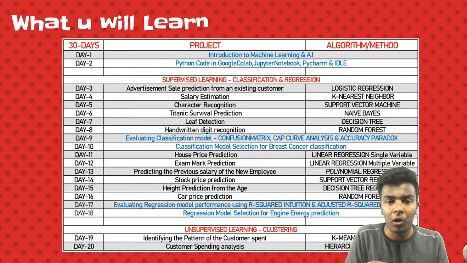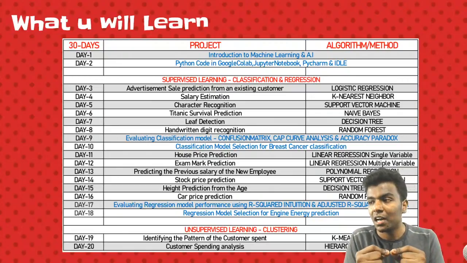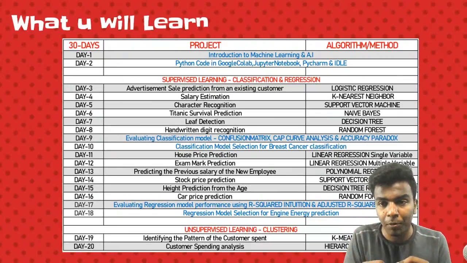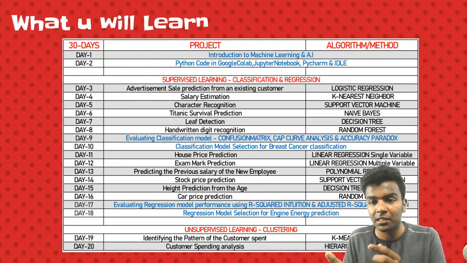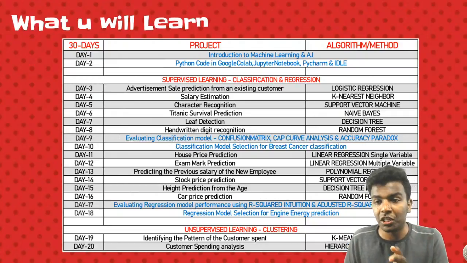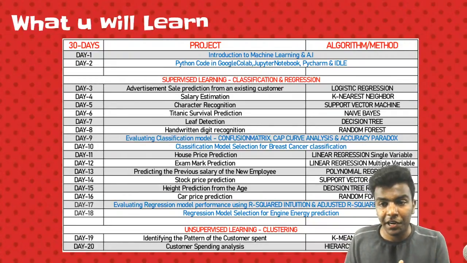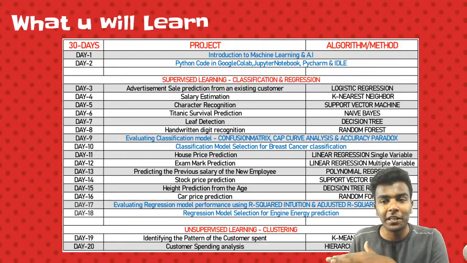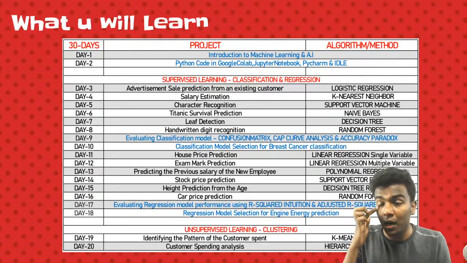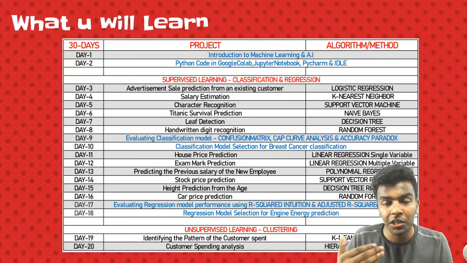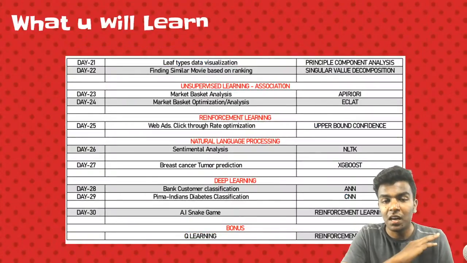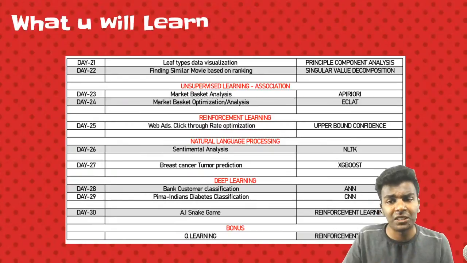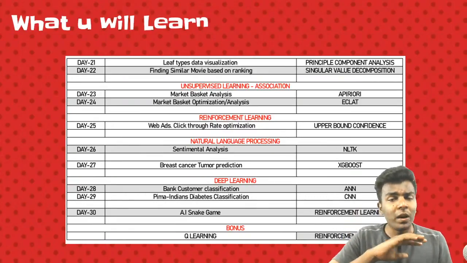Each and every day we are going to create one project based on a certain algorithm. For example, advertisement sale prediction for existing customers using logistic regression, salary estimation using k nearest neighbor, character recognition using support vector machine, Titanic survival prediction using naive Bayes. Likewise, we are going to learn each and every algorithm by creating an application. These concepts are known as application based learning. We are going to explore 25 plus projects by learning 25 plus algorithms.